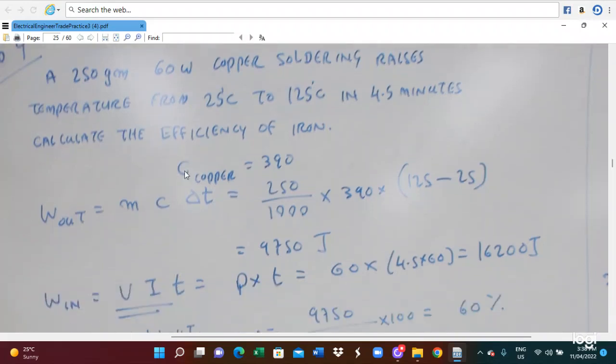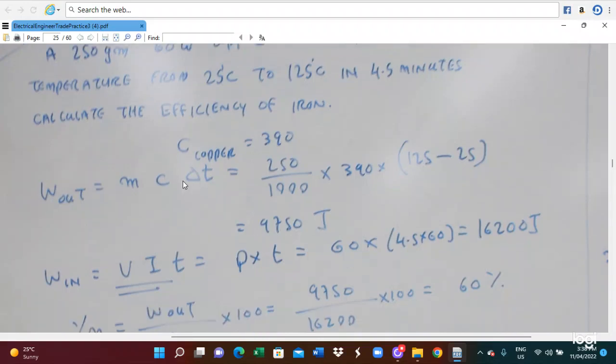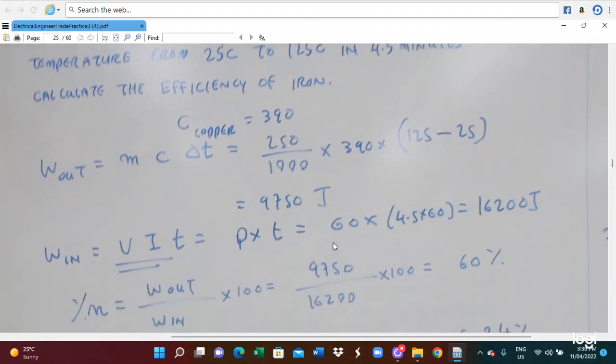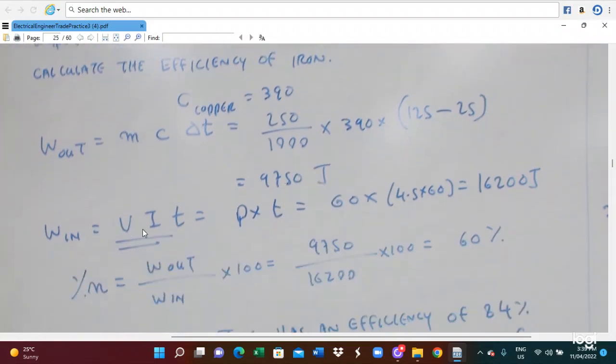So in this copper, the heat capacity is 390, and Q is mc delta T. So m is 250 grams, that is 250 by 1000, and c is 390, and 125 minus 25, so you get 9750 joules. The Q is VIT, voltage multiplied by current by time, or the power multiplied by time.